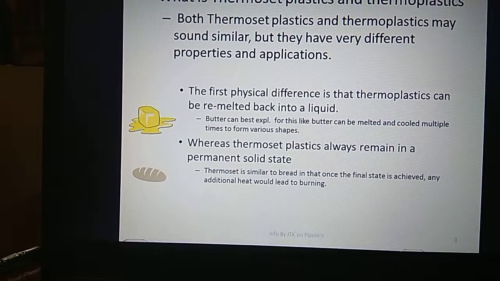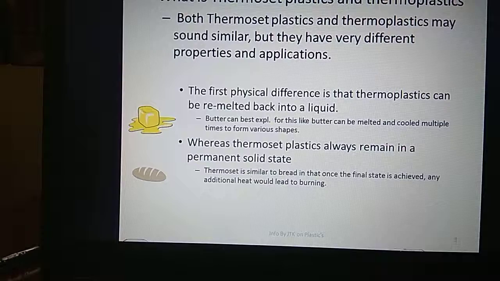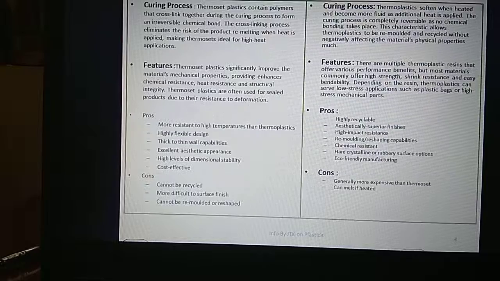Thermoset is more similar to bread in that once it has attained its final shape, it cannot be reversed or gone back to the original state, and any additional heating could lead to burning and not going back, unlike in the butter case. So it's a reference from plastic to a day-in, day-out material to give an overview of what it means. Let us look further.